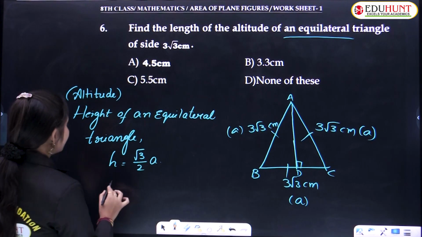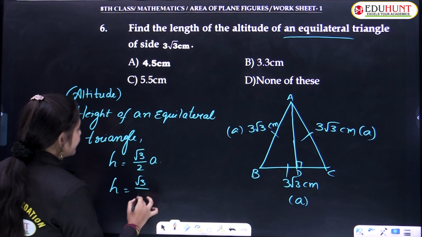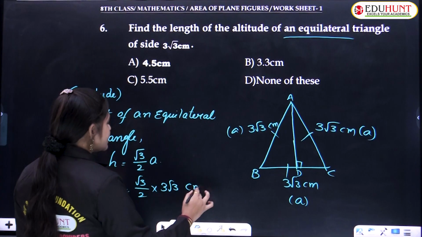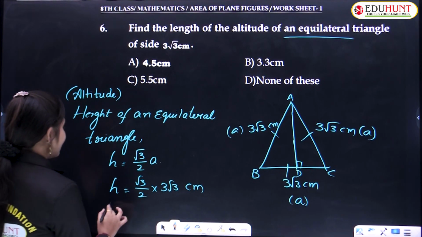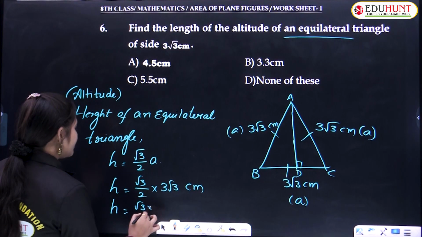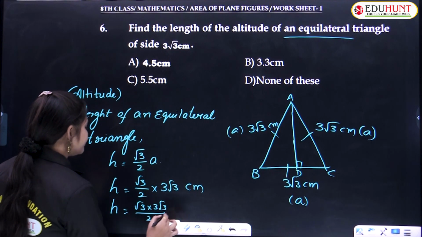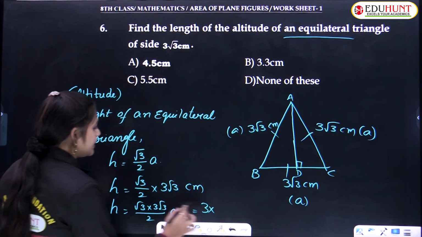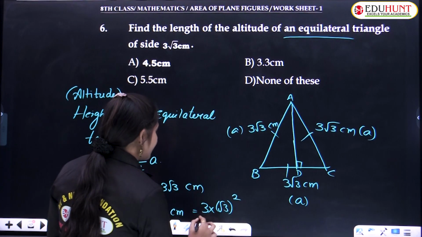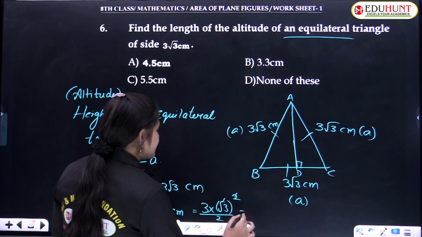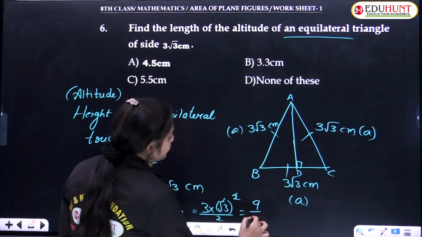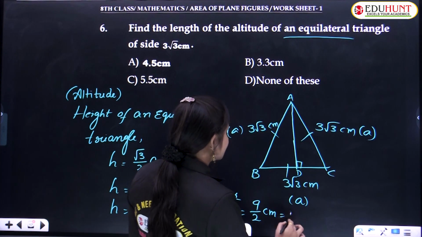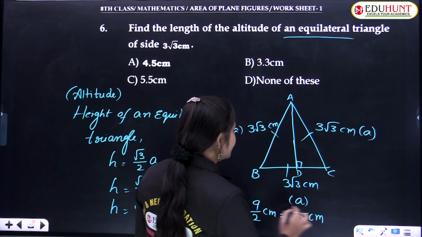Now here H is equal to root 3 by 2 into A, which is equal to 3 root 3 centimeters. So H is equal to root 3 into 3 root 3 by 2 centimeters, which is equal to 3 into root 3 whole square by 2. Square and root get cancelled, and here 3 3s are 9 by 2 centimeters. 9 by 2 means how much? That is nothing but 4.5 centimeters.